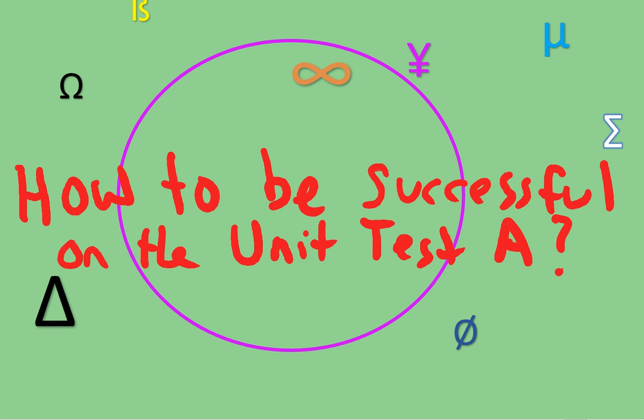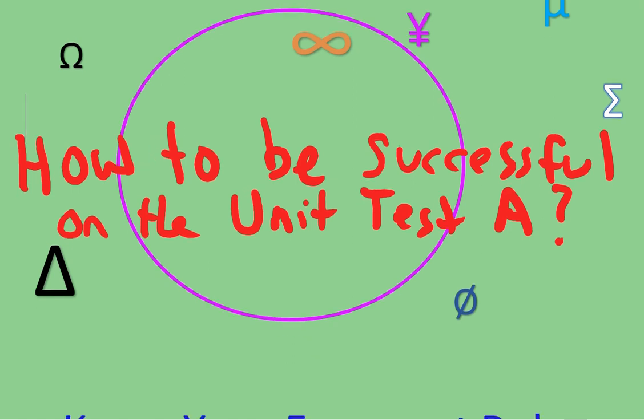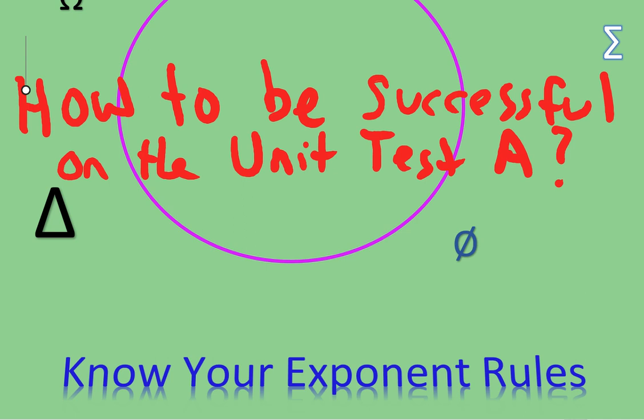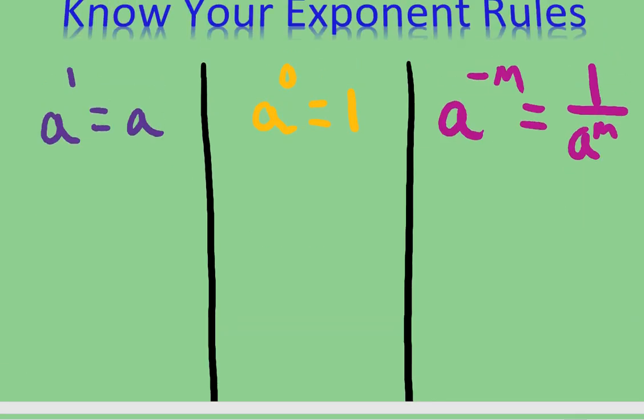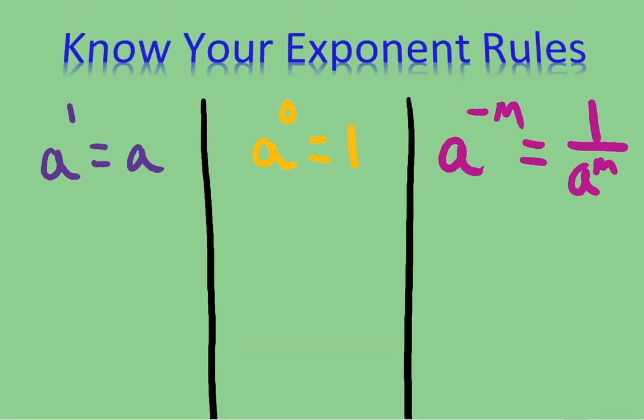Let's go through here. How can we be successful on the unit test A? Well, let's look at some things. You got to know your exponent rules, okay? I'm going to go through it here, and I'm going to do several of the rules with you. This first one says a to the first power equals a. Y'all know this already. If there is not an exponent going with a number or variable, it's an understood 1. So 10 to the first power is just 10.